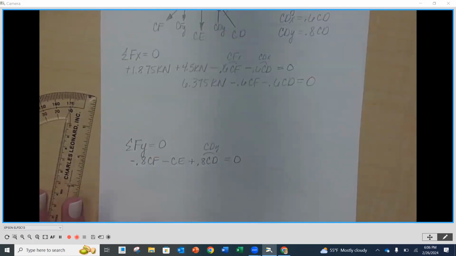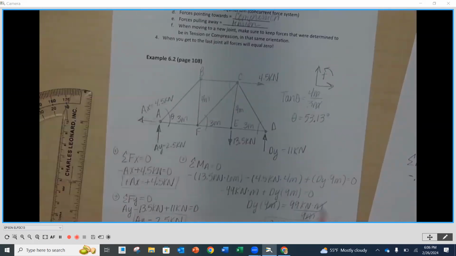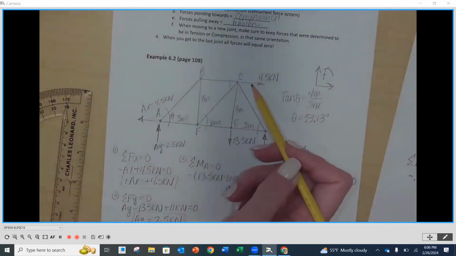So all that means is I have too many unknowns at this joint. I got to pick something else. That's it. No big deal because we can always come back to it. We've got it set up. So we did A, we did B, we tried C.